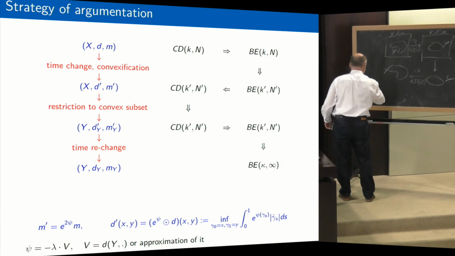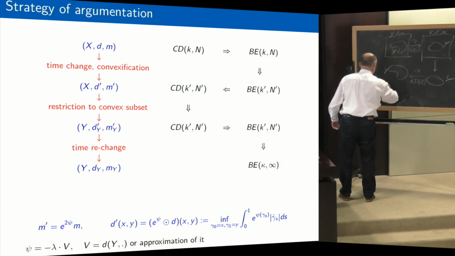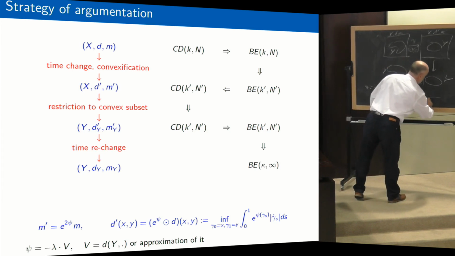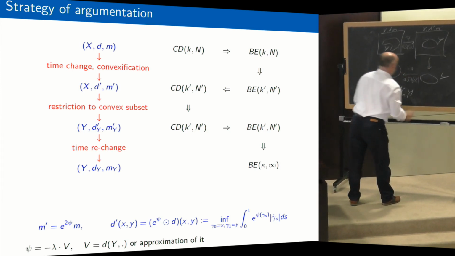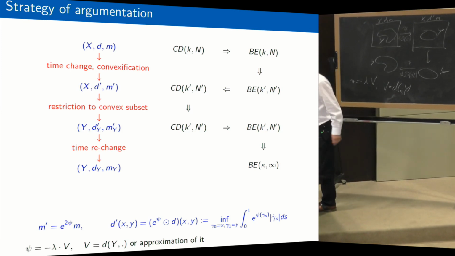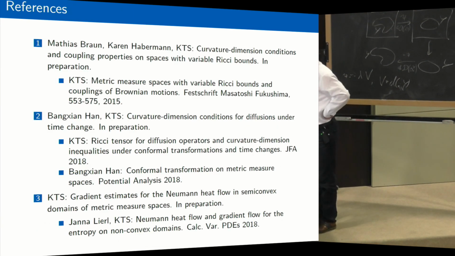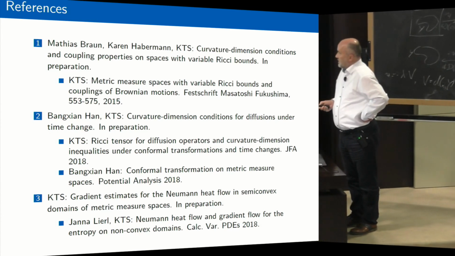So psi is always essentially this lambda times v, and v is the distance function from this set y. So if we want to have a picture, okay, picture is complicated, I will make pictures later.